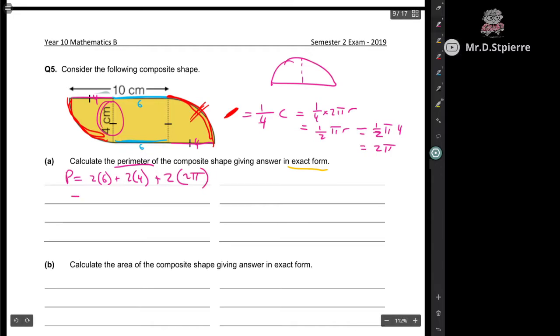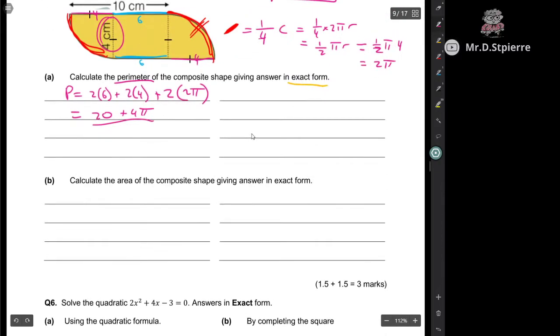So we can fill that in. So now I can say that my perimeter is equal to 20 plus the 2 times the 2 pi, which gives me 4 pi. And that's an exact form. If you came up with this a different way, you would need to keep simplifying to ensure you get the same answer.